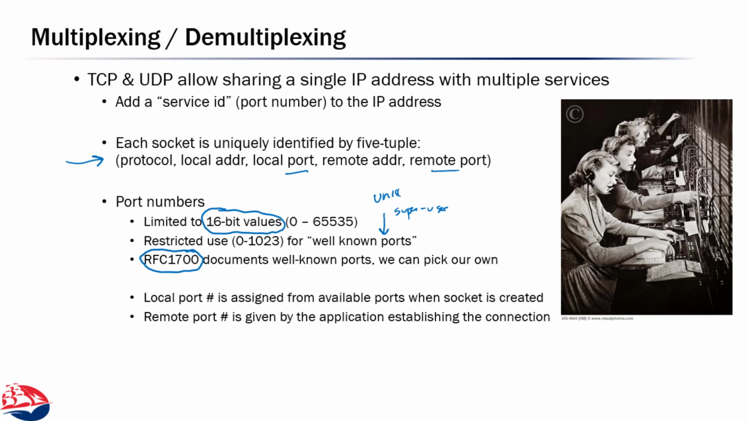So the local port gets assigned to a connection when that socket is created on the local machine. And when we go to connect to a remote computer, our application is going to say, I want to connect to that remote server on this port number. So if I'm on my PC and I try to open an SSH session to Sloop, my computer is going to pick a local port number from one of the available ports, and the remote port number is going to be the connection that I'm trying to establish to.